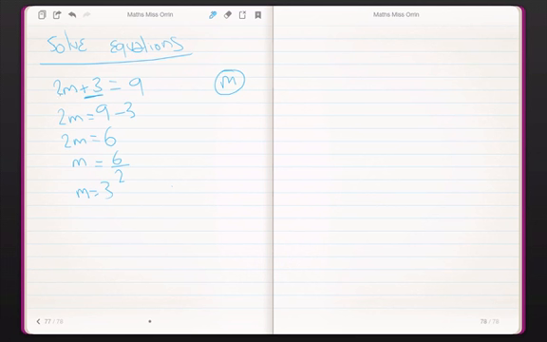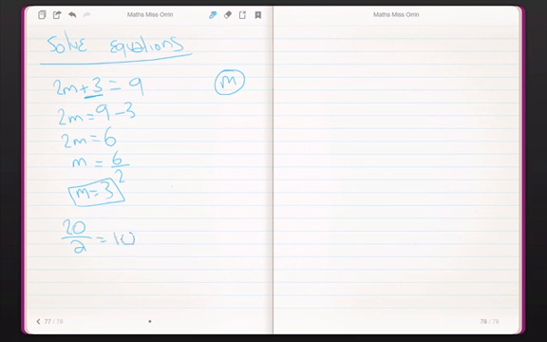Now we can go back to the start and check that that works. So 2 times m, which we just found out is 3. So 2 times 3 is 6, plus 3 is 9. So good, it works. So that's a little bit of a simple one to do. Let's have a go at doing something else. What if we had something like this?